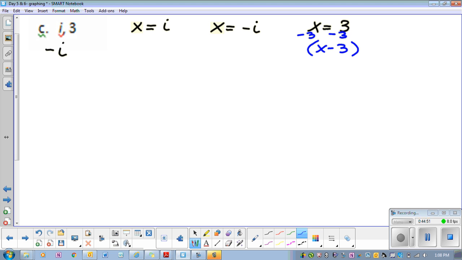Just make sure that you're careful when you have complex numbers. Here, you have to add the i, so your factor for this one is x plus i. Does that make sense? And then this one, you would have to subtract the i, so it's x minus i. So those are the three factors that we're working with.